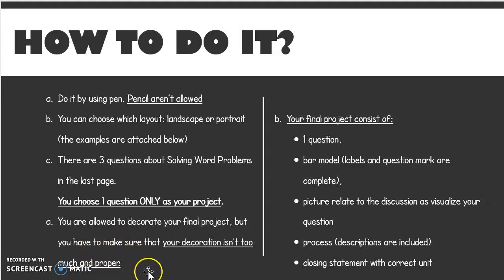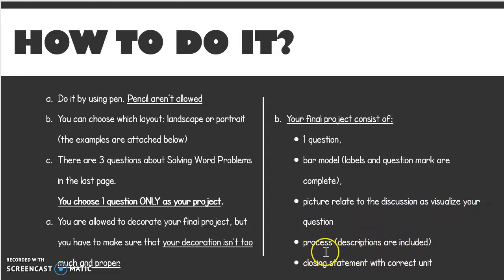And then after that, you are allowed to decorate your final project, but you have to make sure that your decoration is not too much and is proper, okay? Here, your final project consists of one question and a bar model. The bar model also includes labels and a question mark, okay? And then a picture related to the discussion to visualize your question.